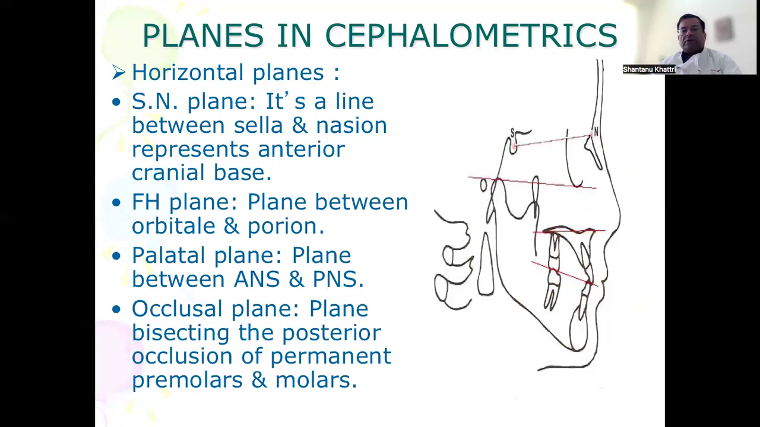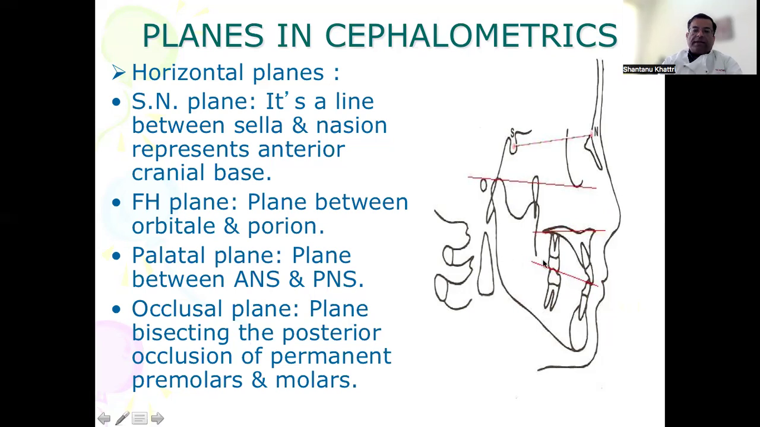These come in your short notes also: describe some planes in cephalometrics. There are a few horizontal planes. The SN plane is the plane between the S and N points. It is the line between sella and nasion, representing the anterior cranial base. FH plane, the plane between orbitale and porion. Palatal plane, the plane between ANS and PNS.